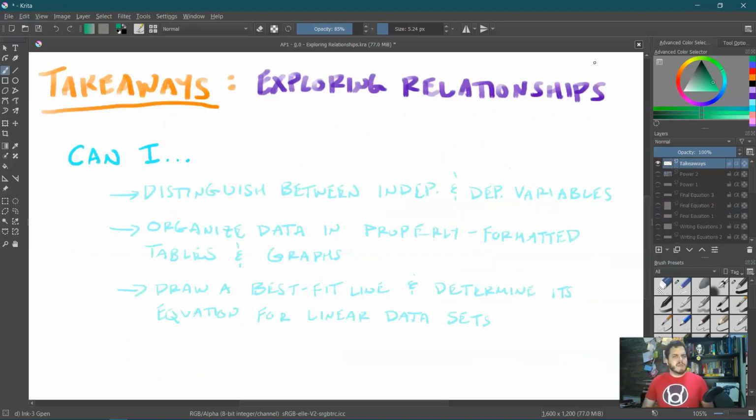So what are our final takeaways for exploring relationships? We want to make sure you can answer these 3 questions with a yes. Can you distinguish between independent and dependent variables if you're given a situation? Can you organize data in properly formatted tables and graphs? And can you draw a best fit line and determine its equation if we have some sort of linear data set, keeping in mind that that equation represents the relationship between these 2 variables?